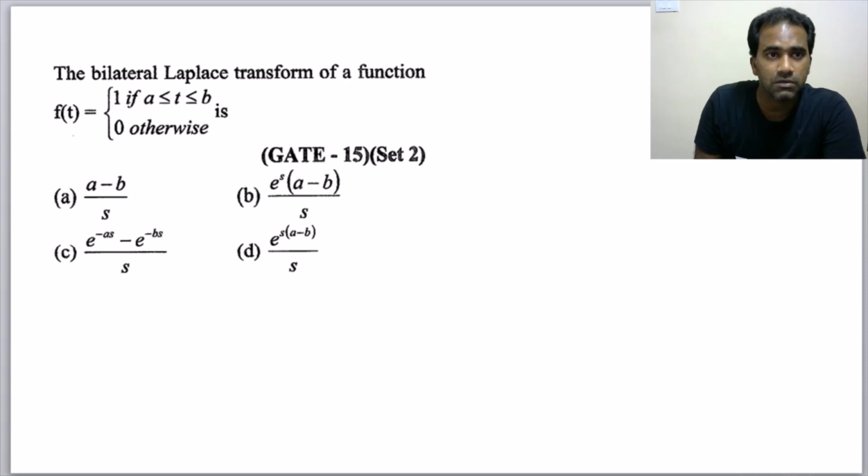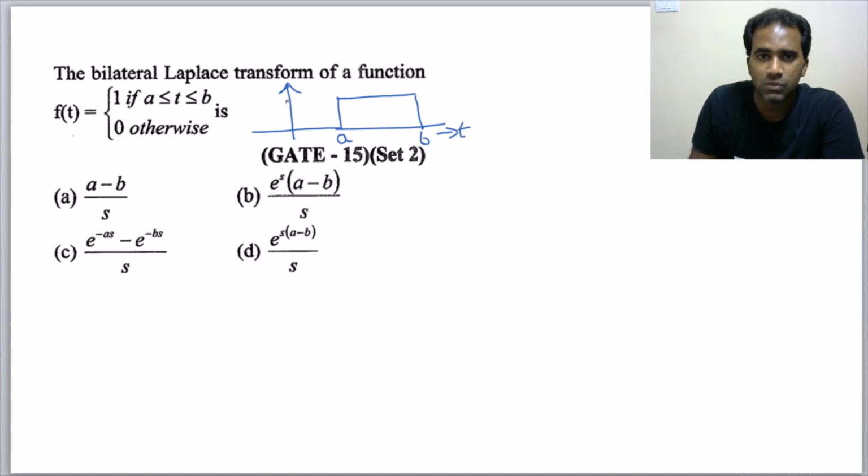Let us do the next question. First, let me give you the basics. The basics required for this question are exactly the same as the time shifting property. So let us plot the signal for understanding it better. If you plot the signal, they're saying it is 1 for time from A to B. Starting from time A to time B, the signal has a value of 1 unit.